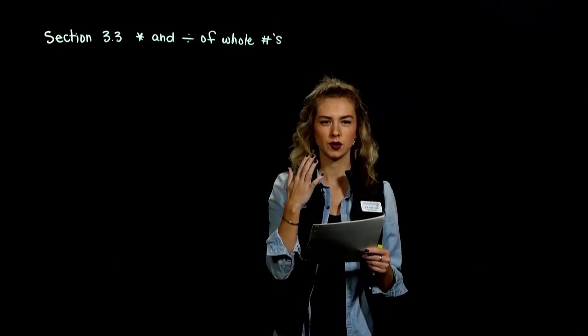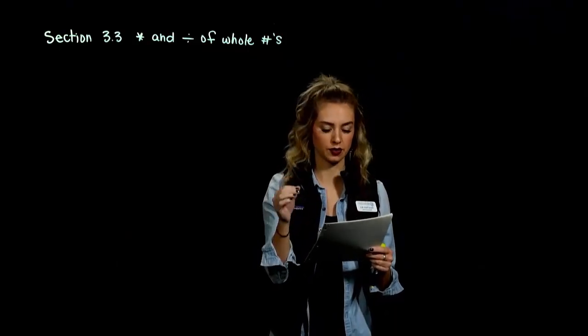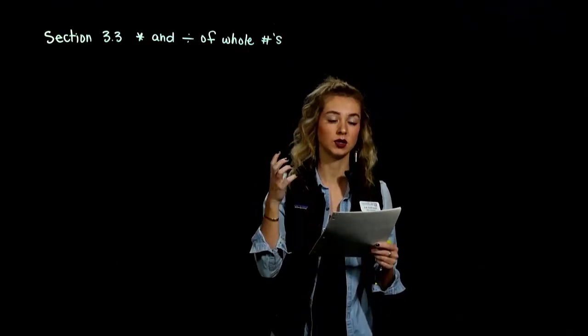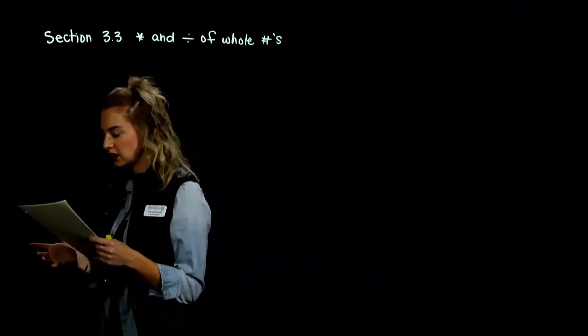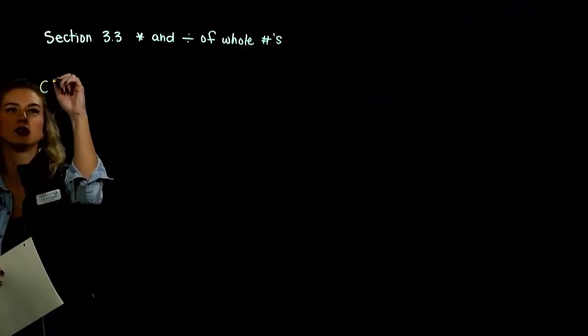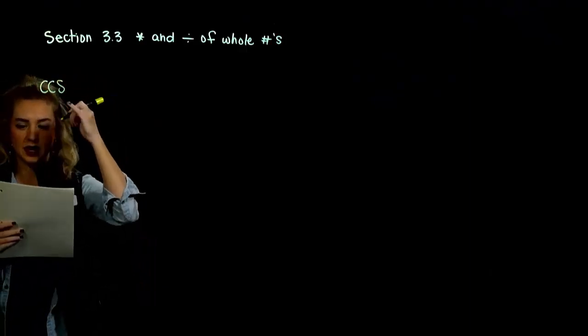All right, so section 3.3 is dealing with multiplication and division of whole numbers. So our common core standard for third grade, students have to be able to interpret products of whole numbers. So that's kind of our goal. How can we help students fulfill this common core standard?